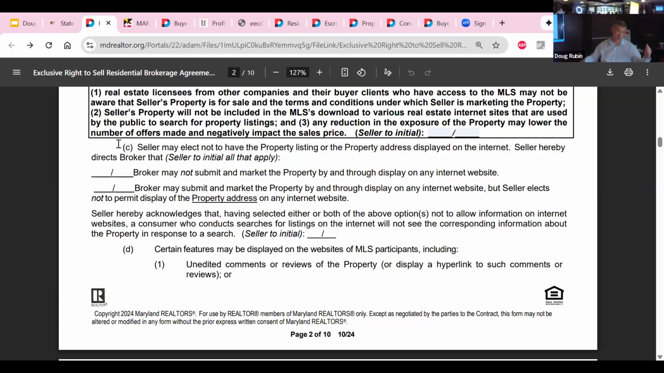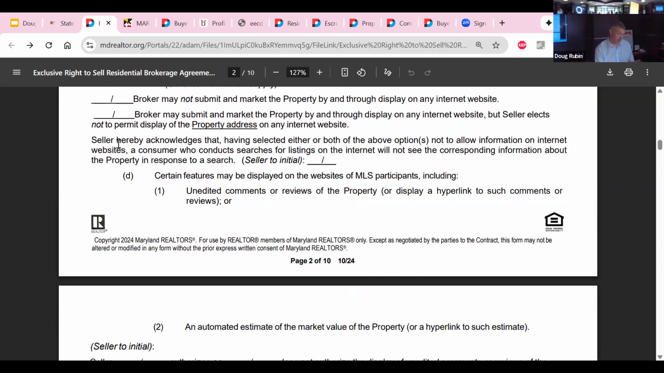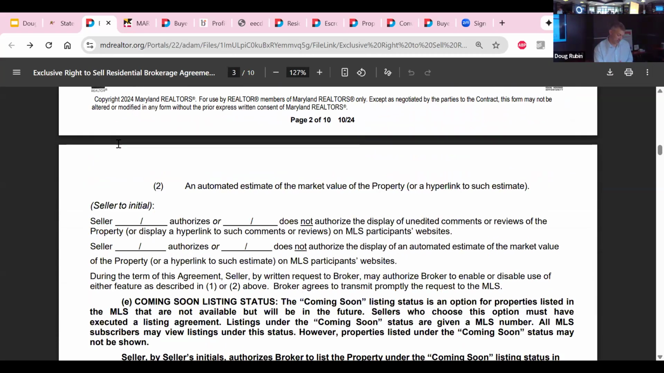So they could check those, but for the most part, you're skipping C, right? I want my sellers to have as much exposure as possible, and that includes having their address out there. Wouldn't that be helpful if you were buying a house? So oftentimes B and C are just going to be left blank unless it's a really special situation.